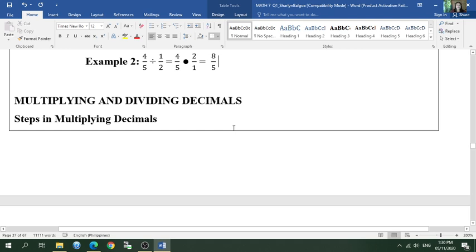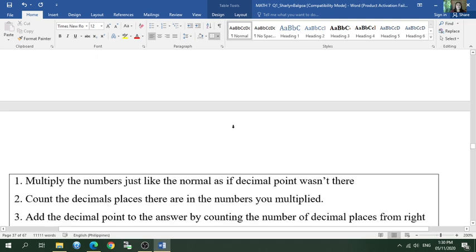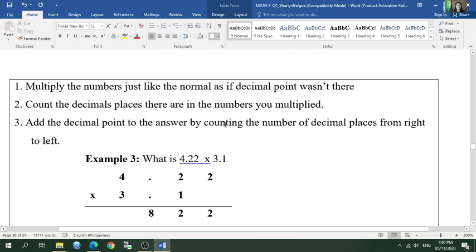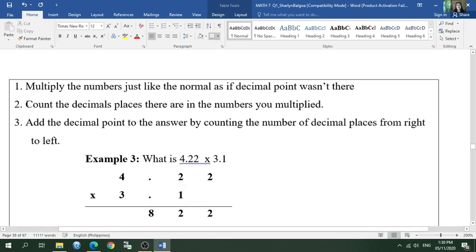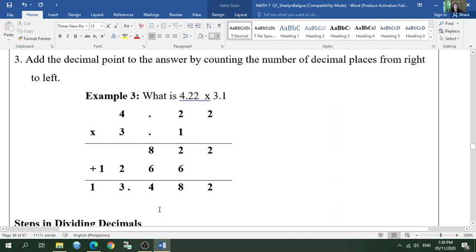Okay. Next, how about multiplying and dividing decimals? How are you going to multiply decimals? Multiply the numbers just like normal as if the decimal point wasn't there. Kagaya rin lang daw siya ng multiplying whole numbers. Parang wala, isipin mo wala daw yan. Basta you just multiply one by one. But in your product, you're going to count the decimal places there are in the numbers you multiplied. And then you add the decimal point to the answer by counting the number of decimal places from right to left. O, tingnan natin dito.